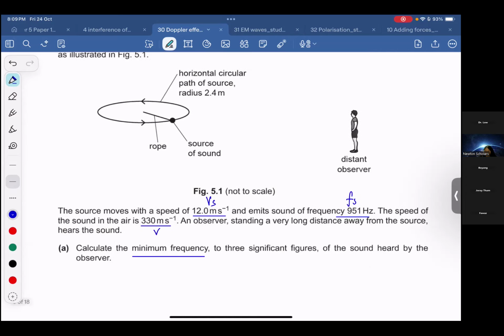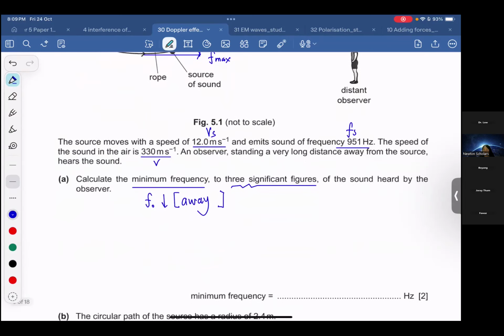So ask yourself, is the minimum frequency towards you or away from you? At the point, towards you or away from you? Ask yourself. Observed frequency is minimum, meaning that right now it should be towards you or away from you. Correct, Prasan. Away. So that means at the point, now the question is asking you about this point. Here is the minimum frequency. Towards you, this is the maximum frequency. Three significant figures. Calculate what is your frequency.